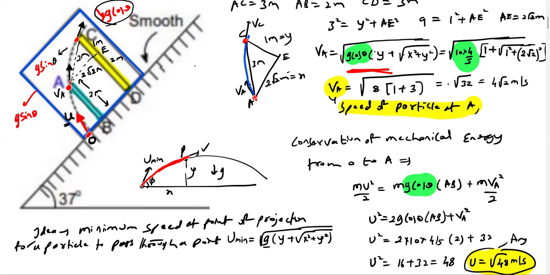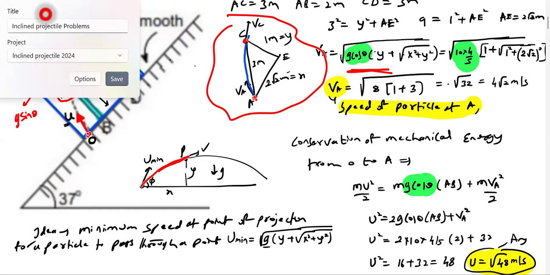So are you projecting from O or A? I'm projecting from O only. As it passes through A to C, I can describe projectile motion between A and C. That's what we applied here. Are you getting the basic concept now?